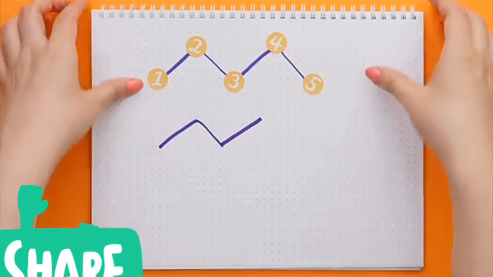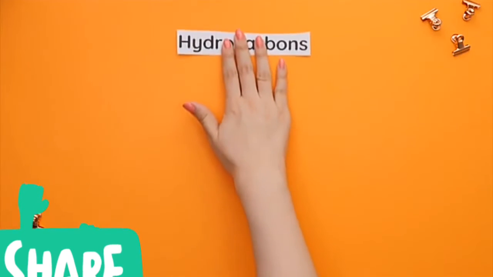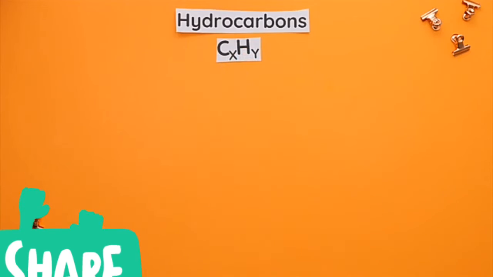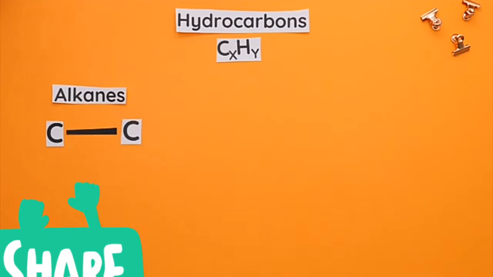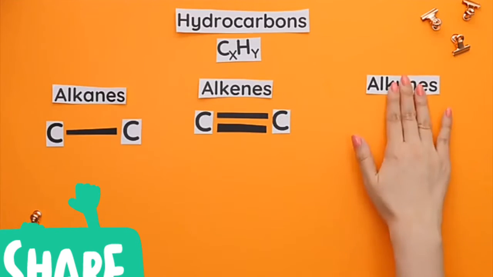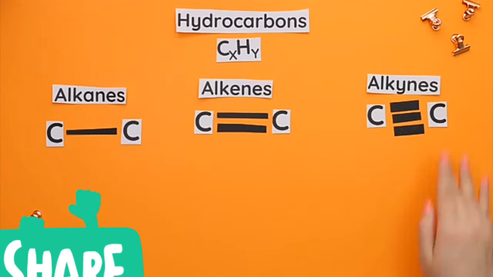These molecules that we are working with are called hydrocarbons. A hydrocarbon consists of only hydrogens and carbons. There are different types of hydrocarbons. This is based on the type of bonds that are between the carbon atoms. Alkanes have single bonds. Alkenes have at least 1 double bond, and alkynes have at least 1 triple bond.